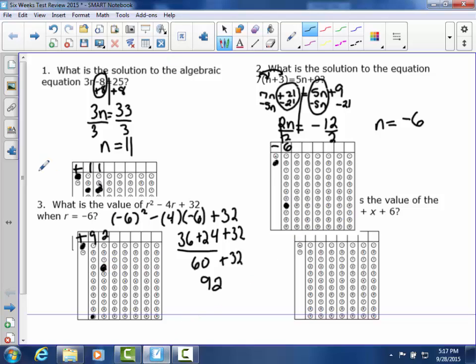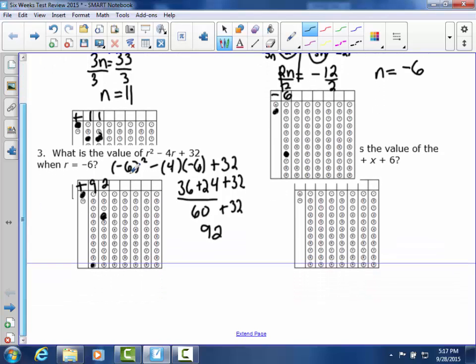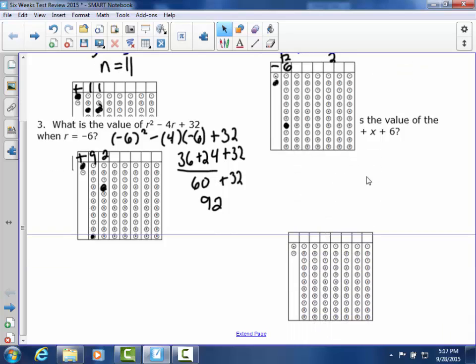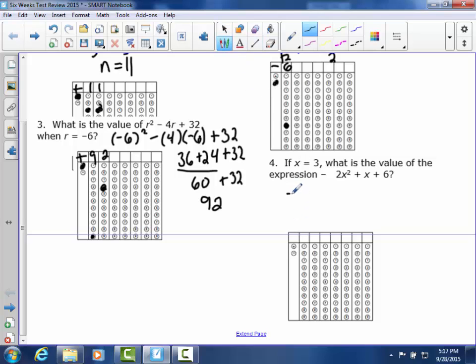Okay, need to do some moving around here, so just a sec and I'll have this shuffled for us so we can see everything. All right, what is the value of the expression? Negative, that negative should be closer. Negative 2x squared plus x plus 6. Okay, so once again, evaluating, we replace our variables with the number we're looking at, so in this case 3.